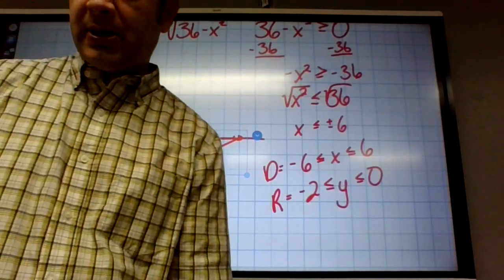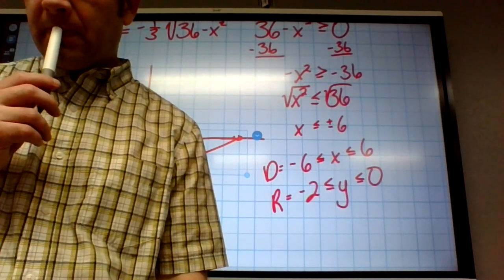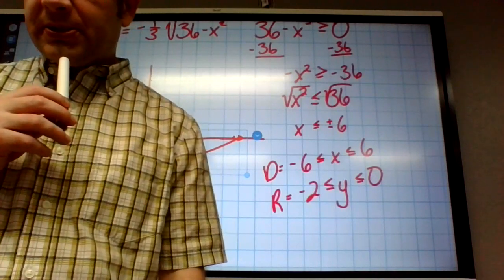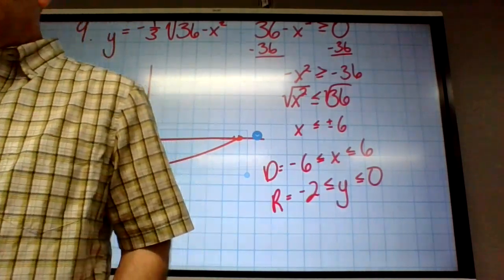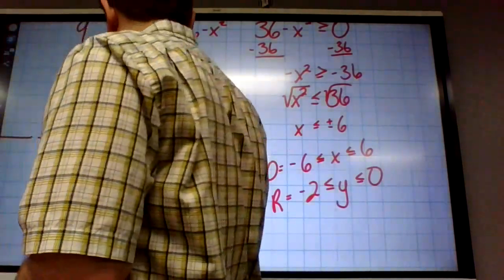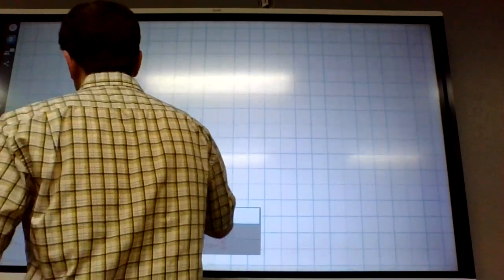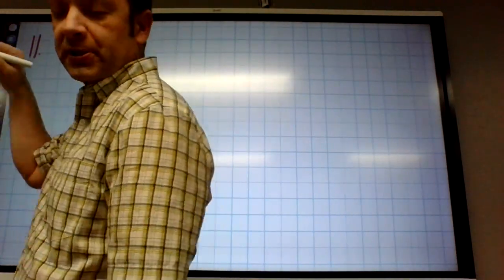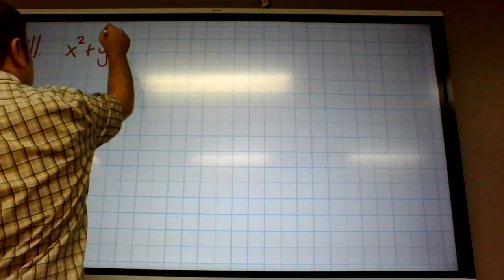All right, number 11. On a single set of axes, graph the circle and the ellipse. Give the area of the circle and guess the area of the ellipse. So x squared plus y squared equals 1, and x squared over 3.